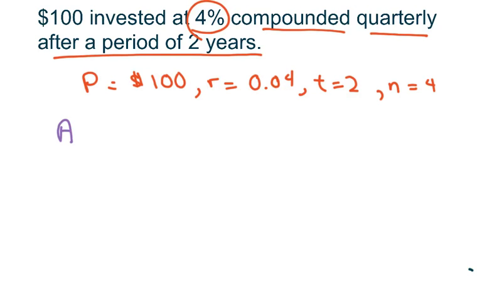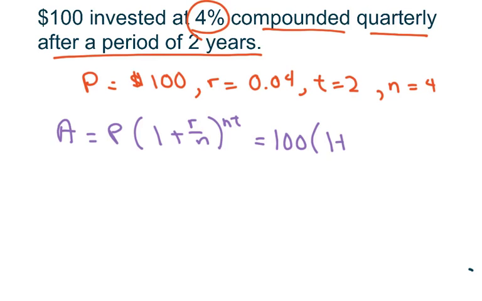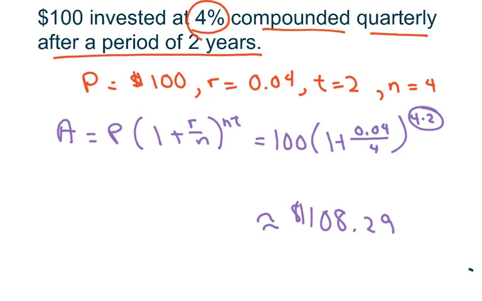So we have A equals P times 1 plus R over N to the NT power, which equals 100 times 1 plus 0.04 over 4 to the power of 4 times 2. That would be 8. And you put it in your calculator, and you're going to get approximately $108.29.